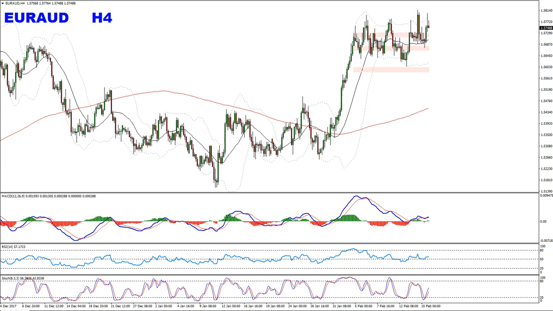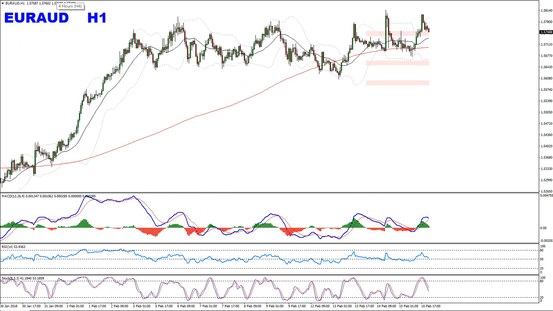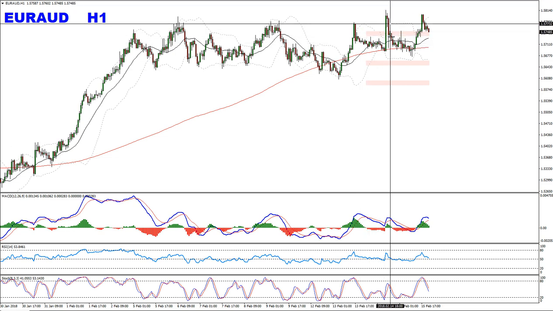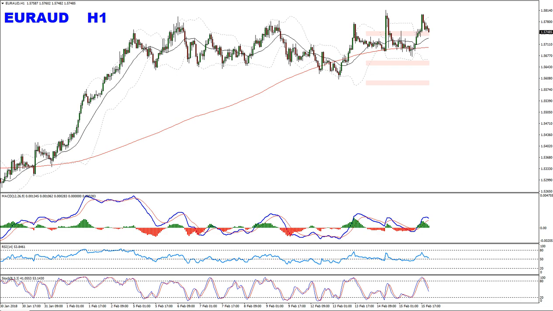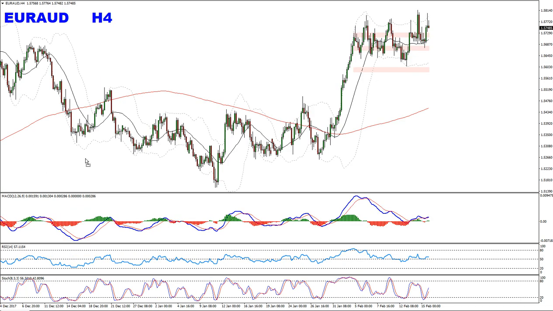Euro versus the Aussie for me remains neutral. I got a lot of questions today about this one. Ready, not ready, what do we do? I say we do nothing, because it's obviously not clear. We can see few fast candles, then huge spikes. Well, from my point of view, that's untradeable.